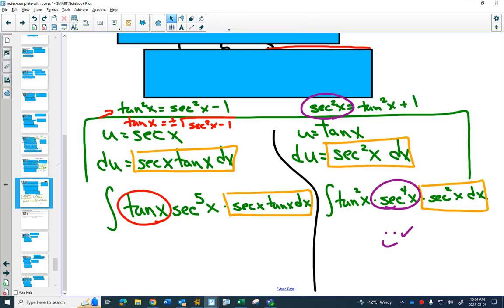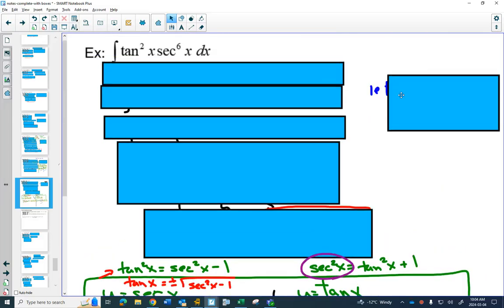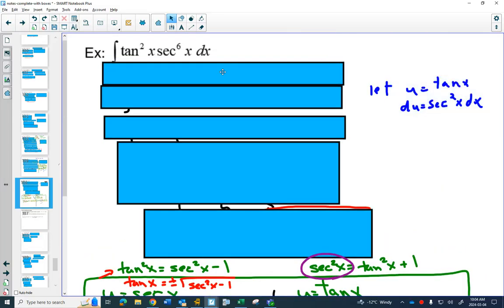So again, this is how you problem solve in these questions. You don't know the right way to do it. That's why it's a problem solving question. There's not something that screams, oh, I should make u this. No, it's usually not that obvious. So you have to do a little preliminary work to see which one matches up better. Once you've done that preliminary work, I think I'm going to go with u as tan x.